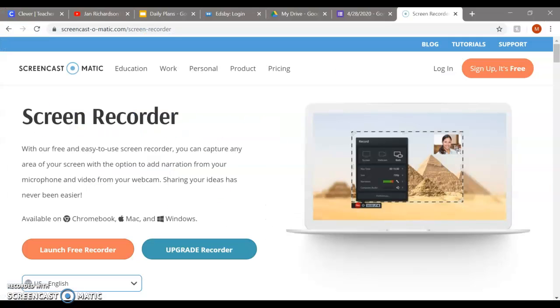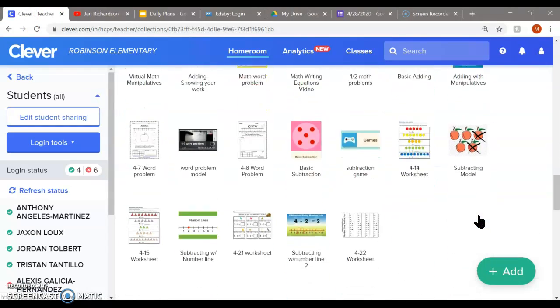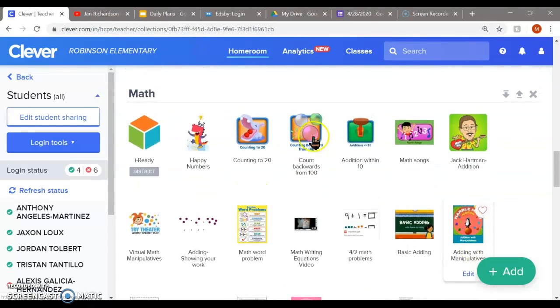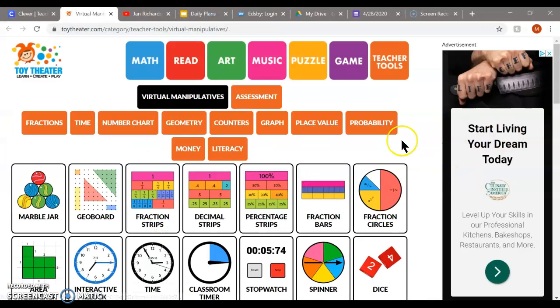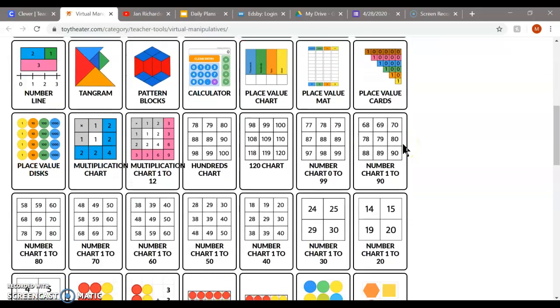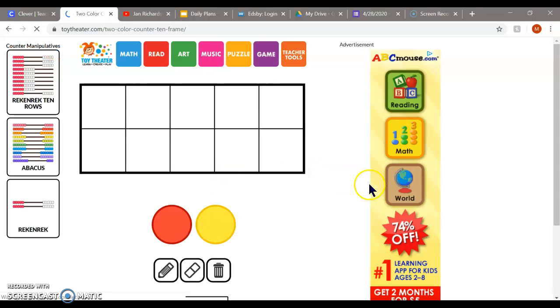Or if you want to use a virtual tool that we have, you're going to go to the My Teacher page, right? You're going to go to the math section and you're going to click this icon right here, Virtual Math Manipulatives. You're going to click that and it's going to take you to this website here. You're going to scroll down and you're going to find right here, 2 color counter tens frame. All right? You're going to open that up and here is your virtual tens frame.